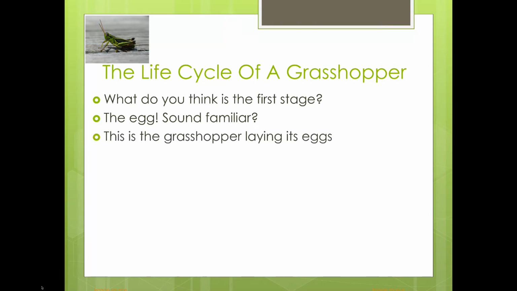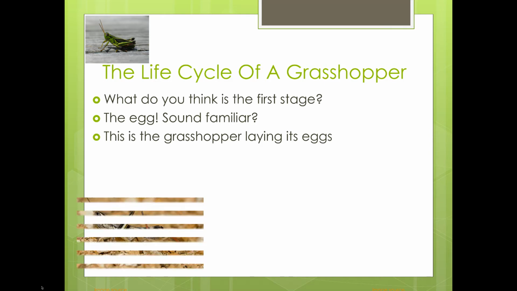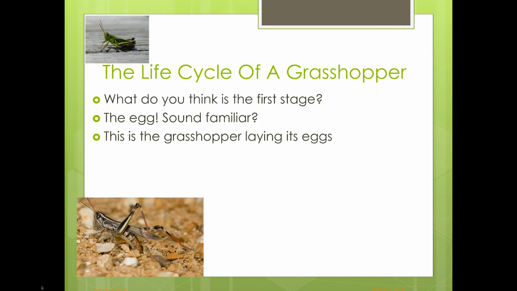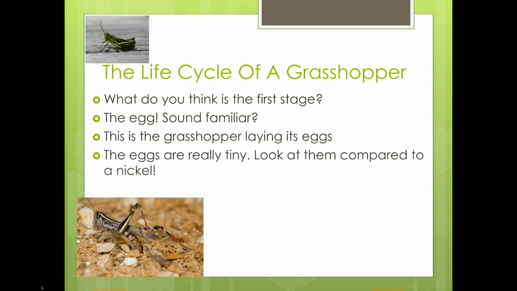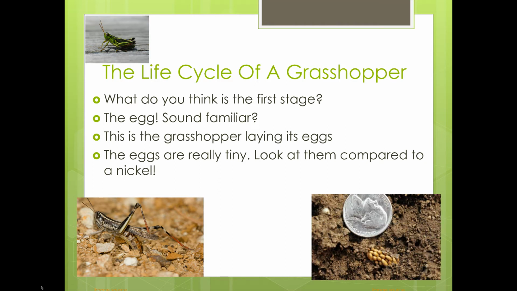This is the grasshopper laying its eggs. The eggs are really tiny. Look at them compared to a nickel. Each pod contains about 15 to 150 eggs. Can you believe this little pod right here has about 150 eggs? That is a lot of eggs.